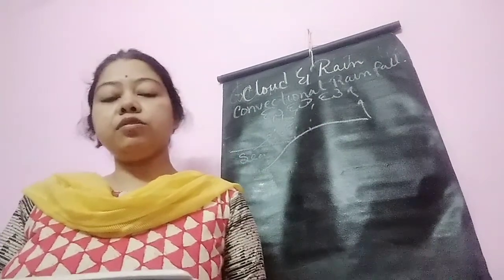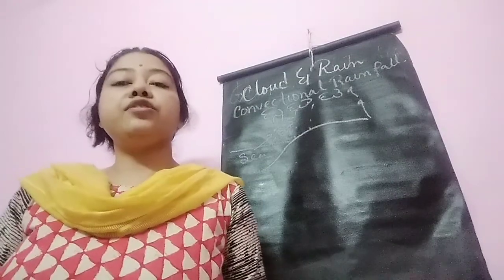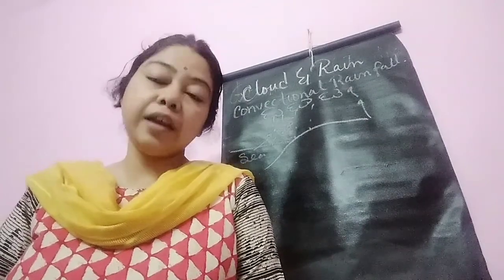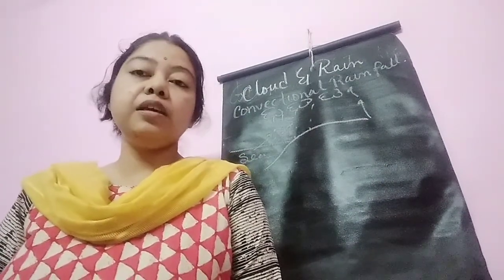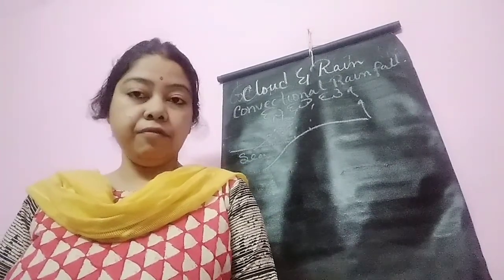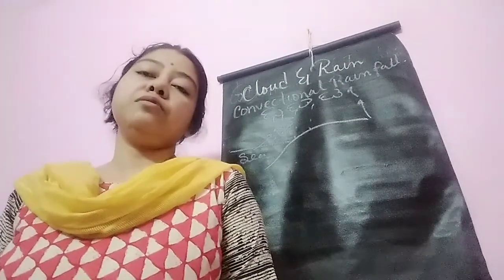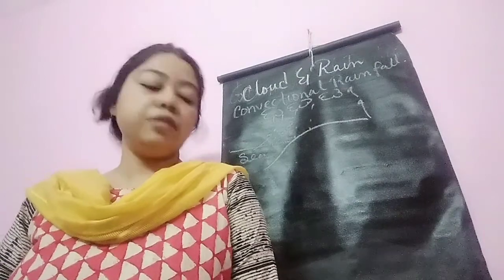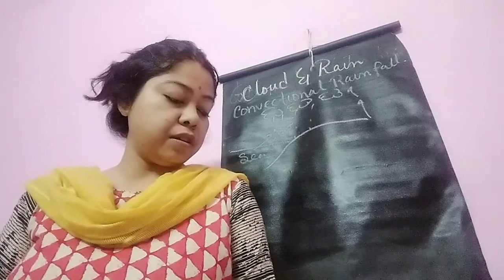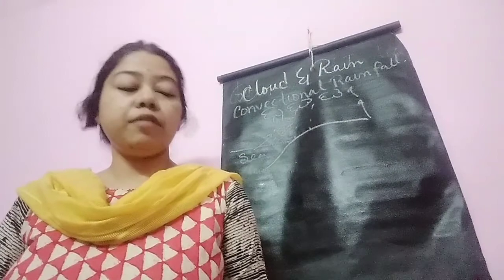Convectional rainfall is also known as 4 o'clock rainfall. Very, very important. Convectional rainfall is also known as 4 o'clock rainfall because it occurs every day in the afternoon in the equatorial region, at 4 o'clock. It is common in Bangladesh, Myanmar, etc. In the tropical region, it occurs at 4 o'clock, and it is called 4 o'clock rainfall.